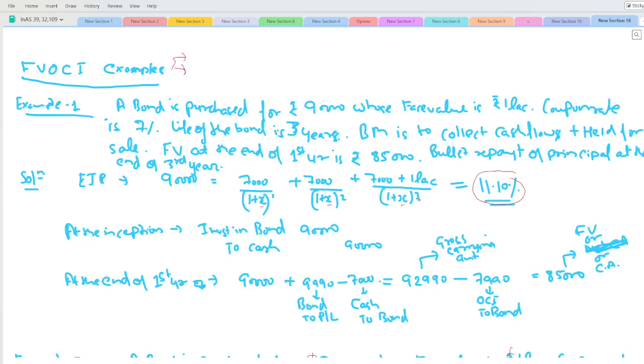Because you must have read that in fair value through OCI, whatever the fair value movement is happening at the end of each period, you transfer it to the OCI. So what is that value? That's why I prepared this example here. The fair value at the end of the first year is rupees 85,000. Okay, so 85,000 is your fair value, or you can say the carrying amount.